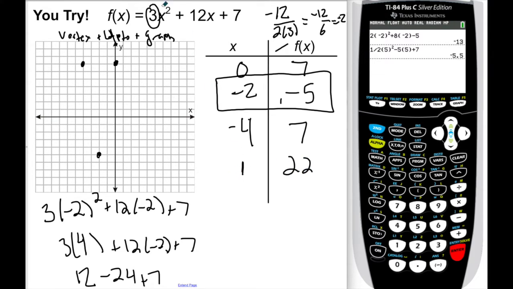So what could I plug in? Well, what about negative 1, right? Because if it's going off this way, negative 1 has got to be somewhere in here, okay? So negative 1 squared is 1 times 3 is 3. 12 times negative 1 is negative 12. And 7 is 7. It is what it is. So that's going to give me 3 minus 12, which is negative 9, plus 7 is negative 2. So which other one has to have a y of negative 2? Negative 3.